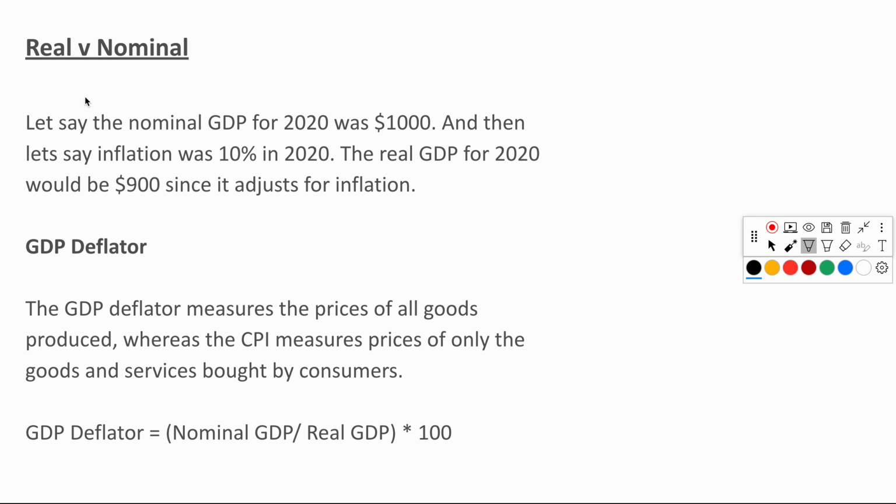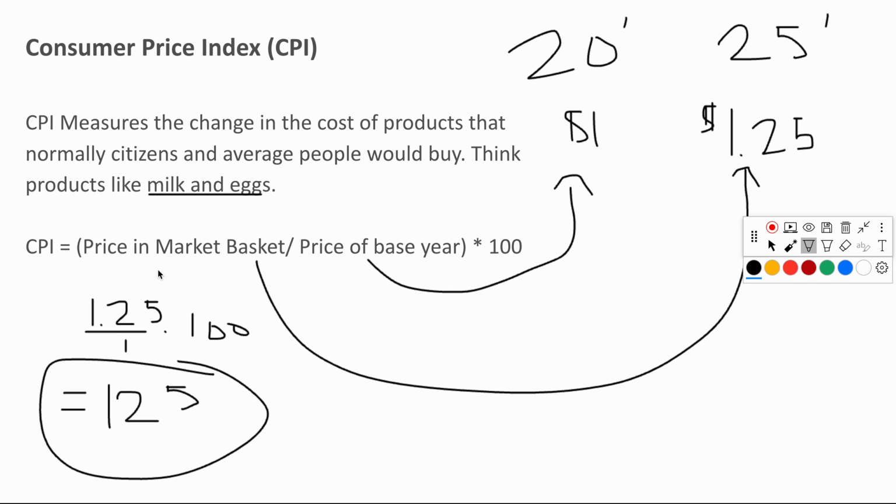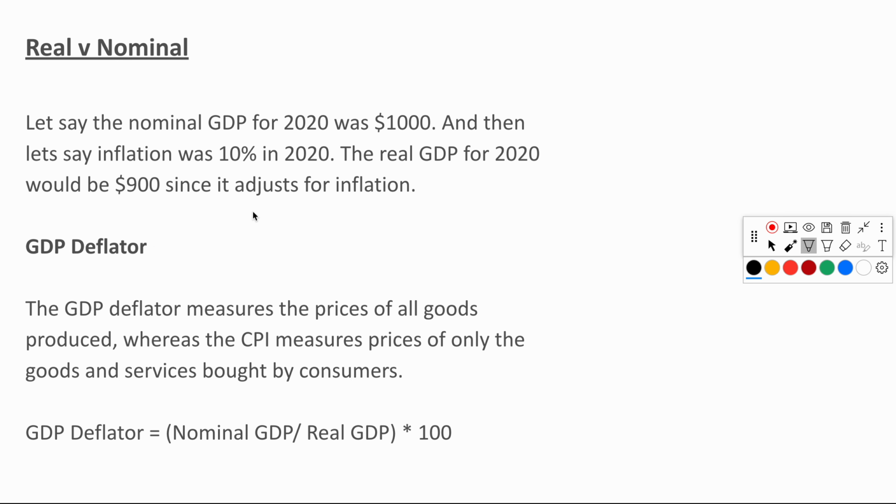Whenever you hear nominal and real, nominal always stands for not adjusted to inflation. Real always stands for adjusted to inflation. Just remember that distinct difference. The GDP deflator measures the price of all goods produced. So it measures the price of milk and eggs, for instance, but it also measures the price of things we don't generally buy. Things like yachts or military tanks, basically everything in the economy. And the way to do that is nominal GDP over real GDP times 100.